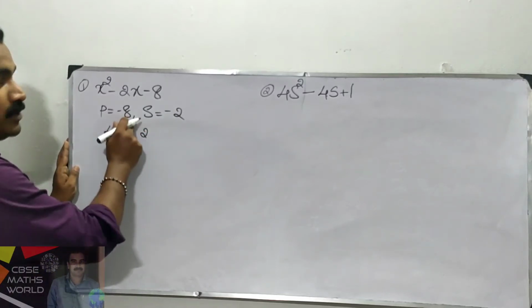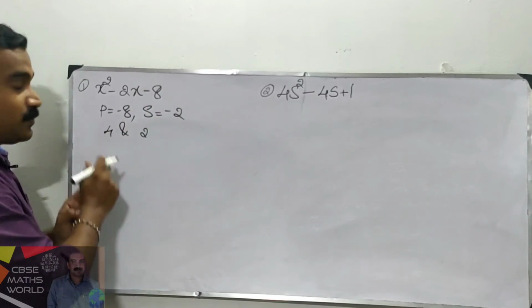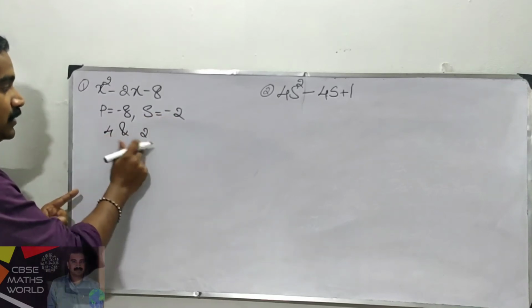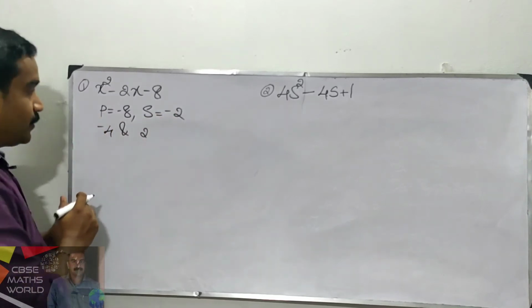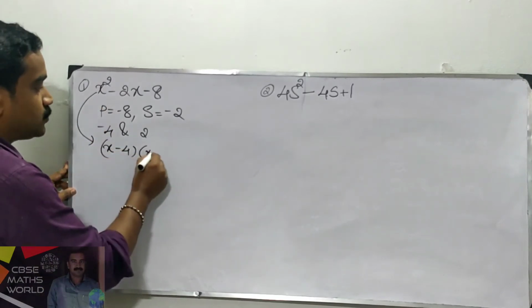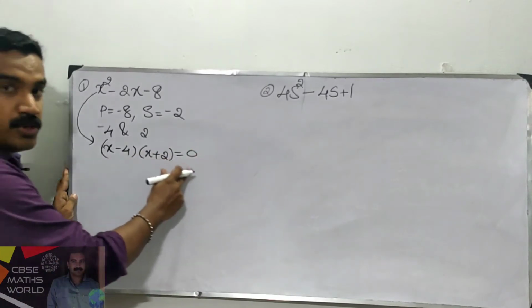Look, 4 into 2 is 8. 4 minus 2 is 2. So which is negative and which is positive? What is the sum sign? Sum is negative 2. So between 4 and 2, the 4 is the negative number. So we can write this way, x minus 4 into x plus 2 equal to 0.